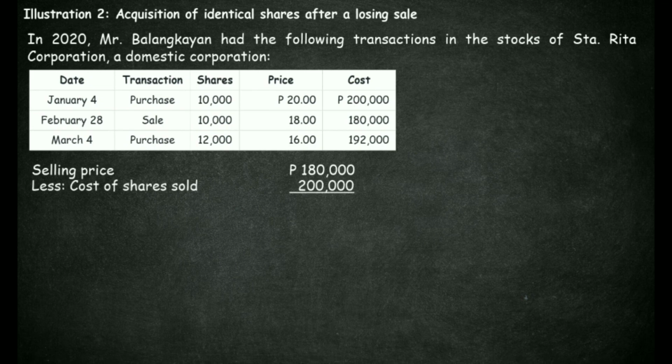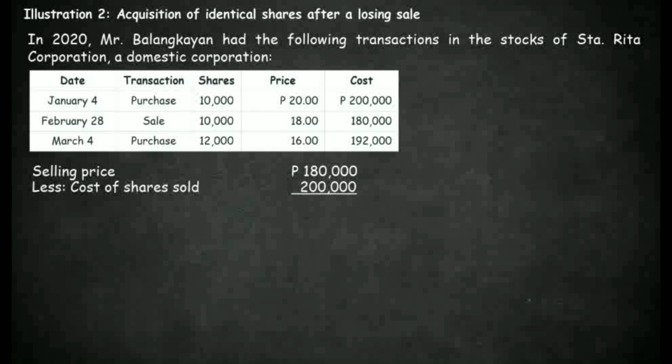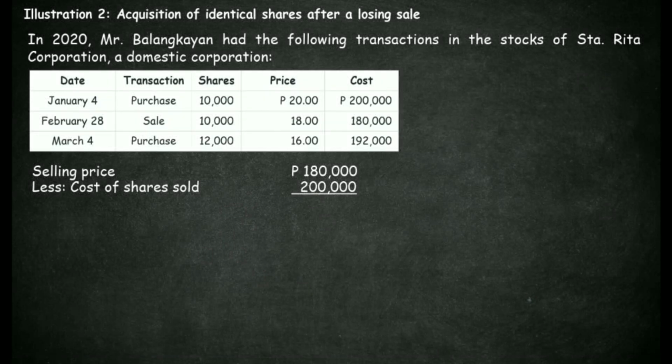Now, why 200,000 pesos? Let's check the information regarding the shares of Mr. Balangkayan in the table. If you notice, he has no other shares he could sell aside from the shares that he purchased on January 4. Right? Check out the dates. The sale happened on February 28, so he has nothing else to sell but the shares he bought on January 4. Again, the selling price was 180,000, less the cost of the shares sold, which is 200,000. The cost is bigger, so we have a capital loss of 20,000 pesos.